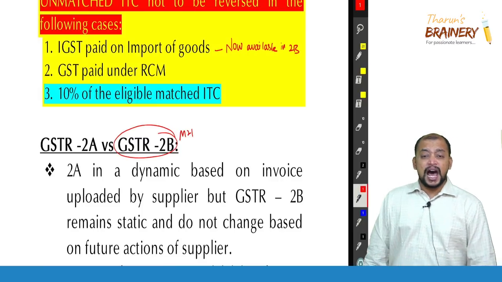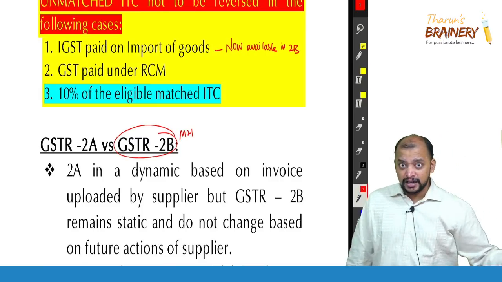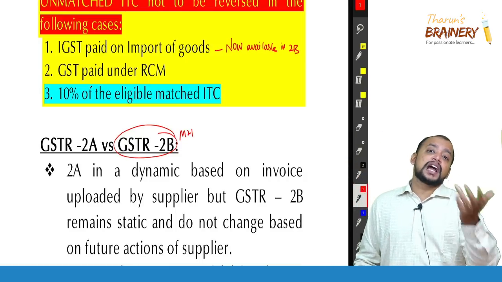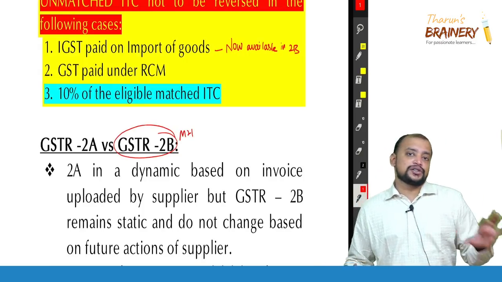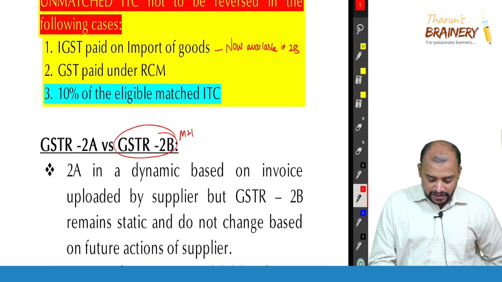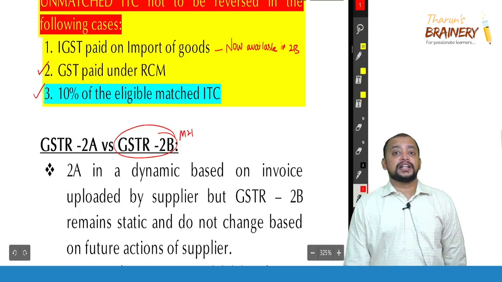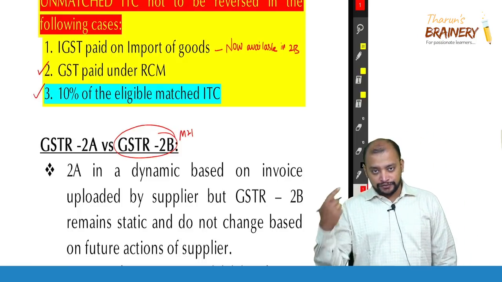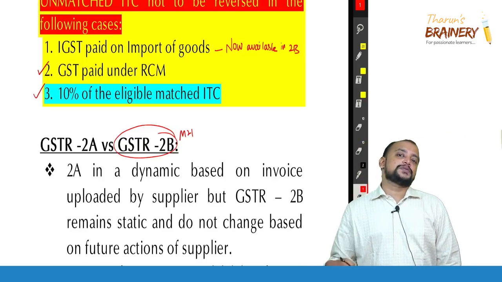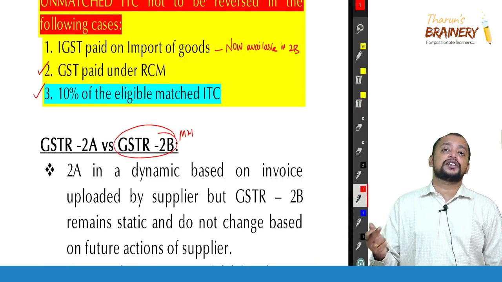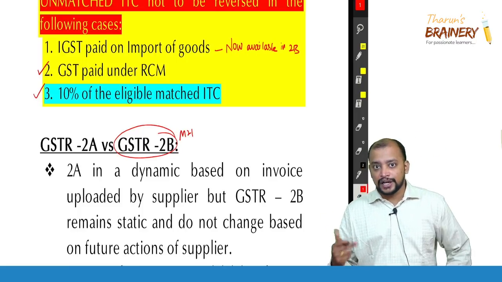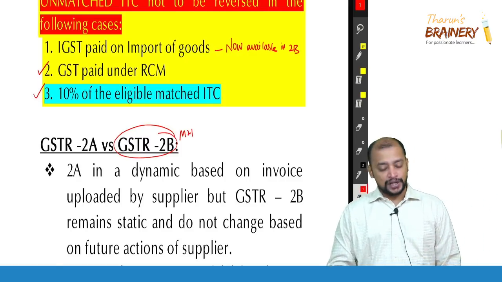Whereas GST paid under RCM will not be there anywhere, so that can be taken as credit. Matching is not required. Whatever GST we have paid under RCM, we can take it as credit, and for that matching is not required. So right now matching is not required only in two cases: number 1, GST paid under RCM, other than IGST paid on import of goods, because IGST paid on import of goods is now available in 2B; and number 2, 10% of the matched credit. These two can be taken even though there is no matching on a monthly basis. So this is the exception to matching.